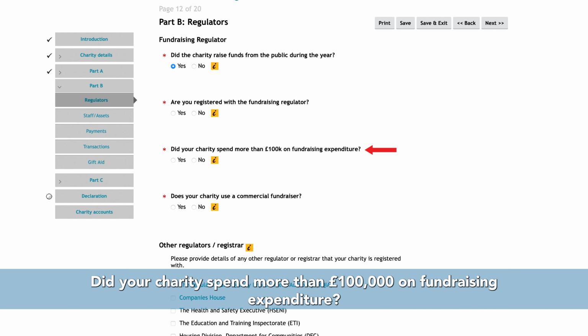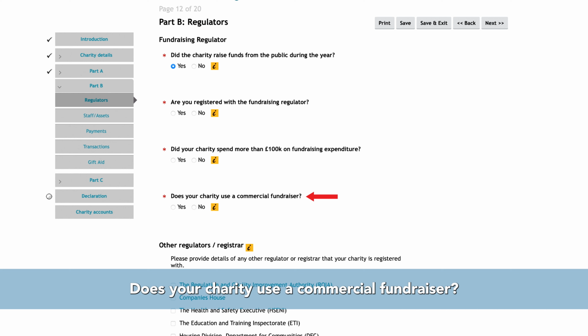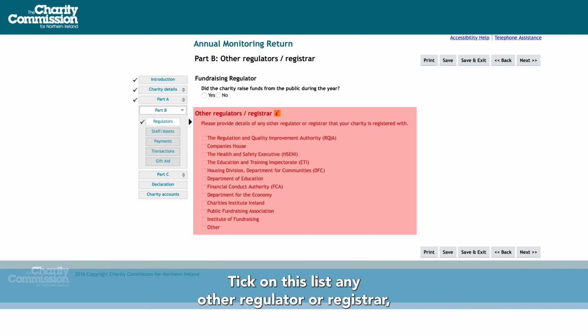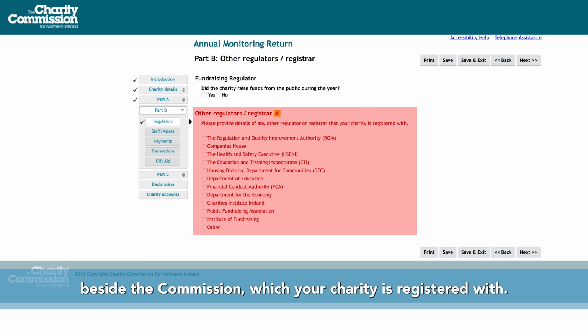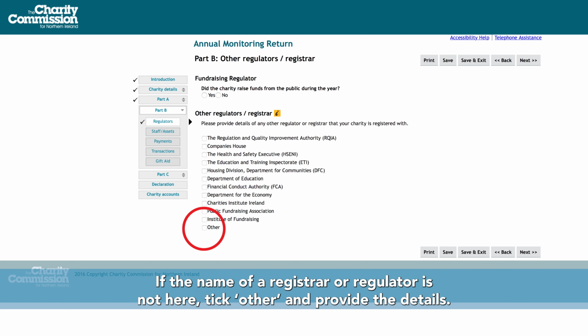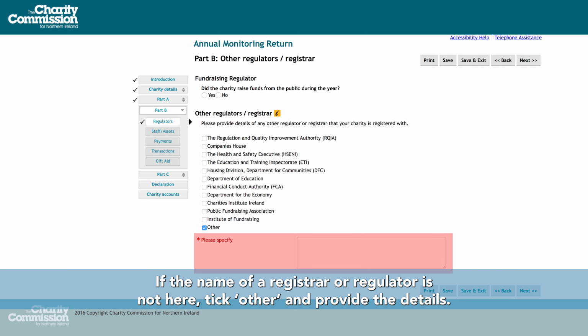Did your charity spend more than £100,000 on fundraising expenditure? Does your charity use a commercial fundraiser? Tick on this list any other regulator or registrar besides the Commission which your charity is registered with. If the name of a registrar or regulator is not here, tick Other and provide the detail.